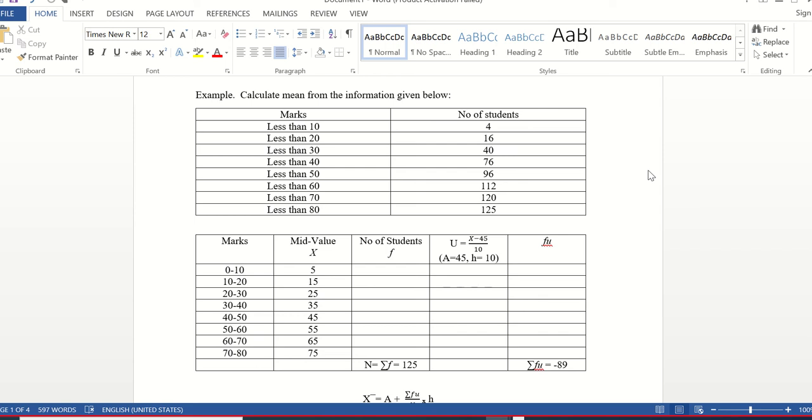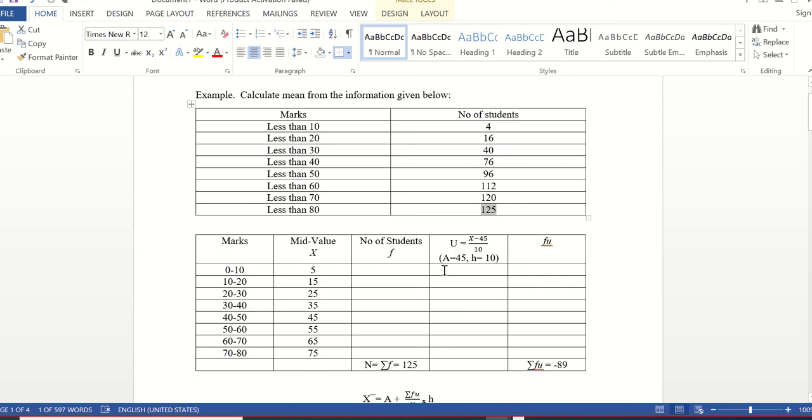The students who secured marks less than 20 are 16. Students who secured marks less than 30 are 40. Students who secured marks less than 40 are 76, and so on, right? So here you can see the total number of students are 125, and these marks are given to us in the form of less than frequency.